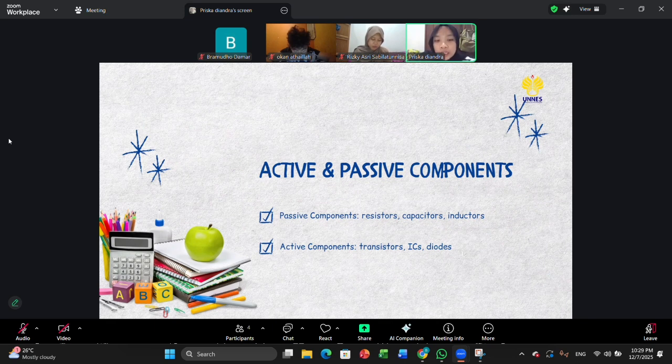In this slide, we see the basic difference between the two types of electronic components. One, passive components do not require an external power source to operate. Examples include resistors, capacitors, and inductors. Meanwhile, active components such as transistors, ICs, and diodes do require external power and are capable of amplifying signals.